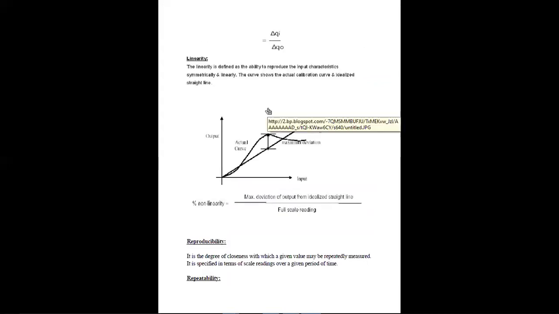Next one is linearity. Linearity is defined as the ability to reproduce the input characteristics symmetrically and linearly. The actual calibration curve is an idealized straight line. It means that as the input changes, the output changes in the same proportion. That is your straight line. This is called your linearity.